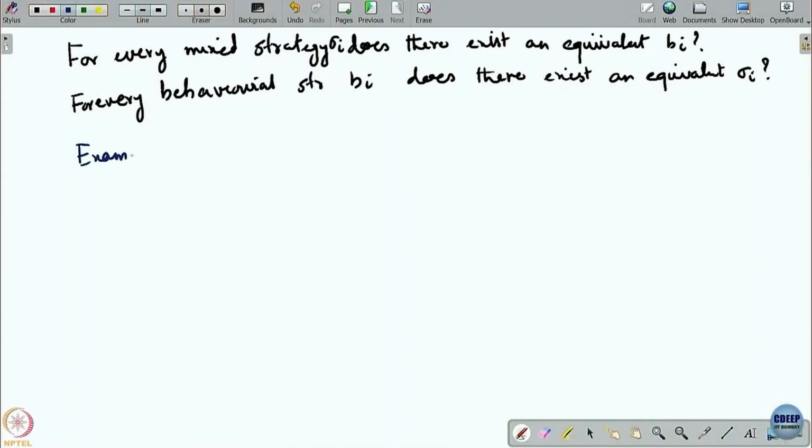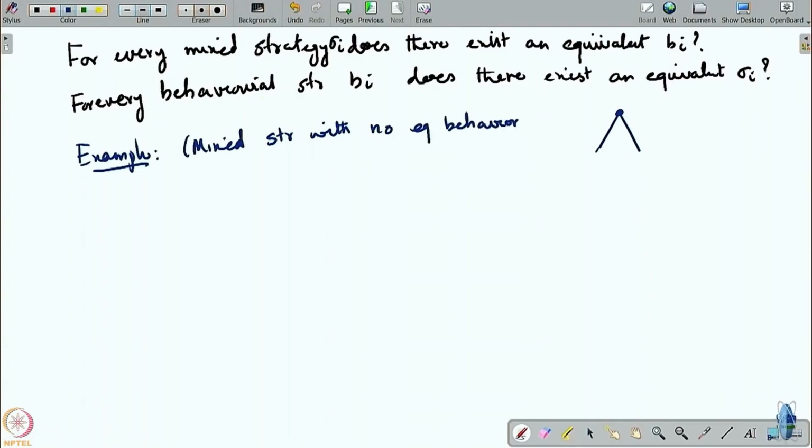So, there are counter examples. Let us see. Here is an example. In fact, I do not even need to bring in multiple players to give you one example. This is an example of a mixed strategy with no equivalent behavioral strategy. So, here's the game.